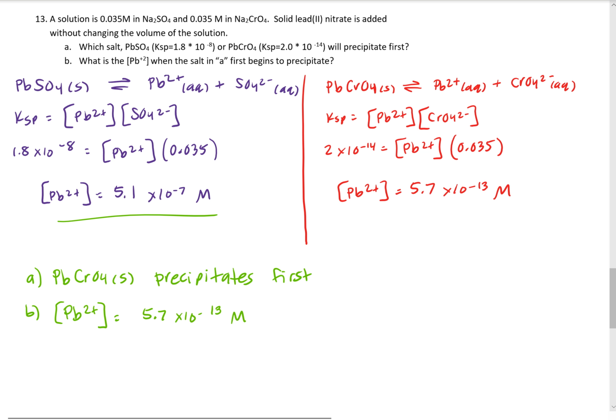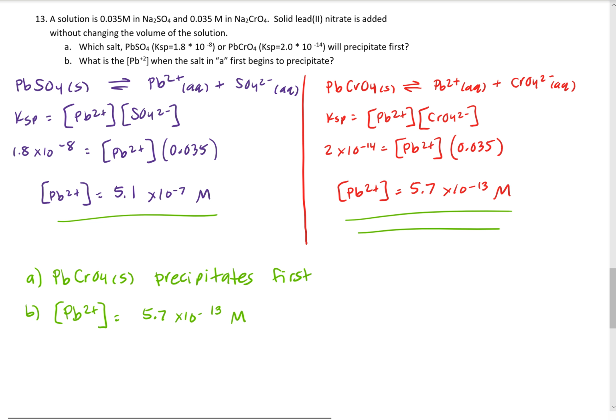I repeat with the lead chromate, and I solve for the lead ion concentration, and I get 5.7 times 10 to the negative 13. 10 to the negative 13, much smaller than 10 to the negative 7, so the first one to precipitate is the one with the lower lead molarity, and that's going to be the lead chromate. So letter A, the lead chromate is going to precipitate first, and then letter B, how much lead is needed, and it's that 5.7 times 10 to the negative 13 molar that we calculated above.